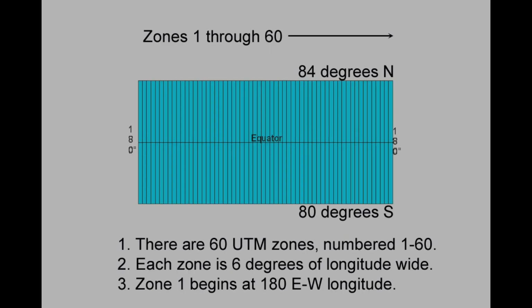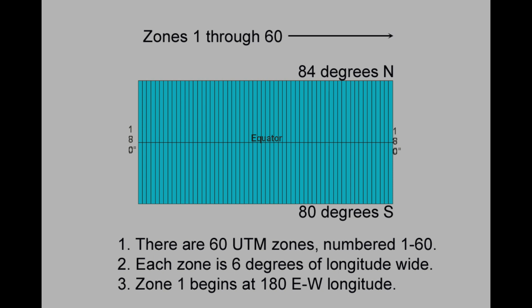Now what we're going to do is look at that section peeled from the earth and squash it flat into a nice rectangular shape. The north border of this rectangle is formed by the latitude line at 84 degrees north, and the south border is formed by the latitude line at 80 degrees south. The east-west border is formed by the 180 degree longitude line, which is of course the international date line on the other side of the earth from Greenwich, England.